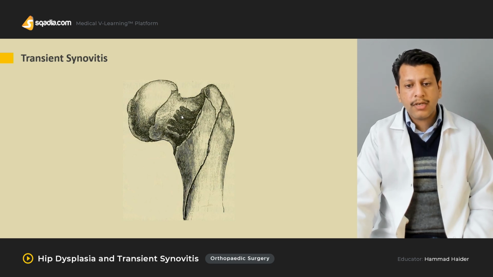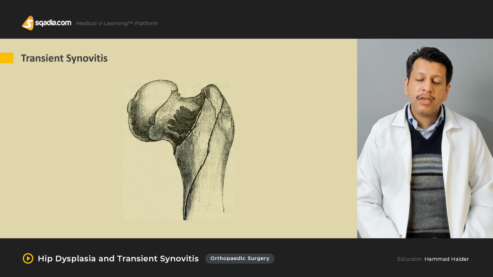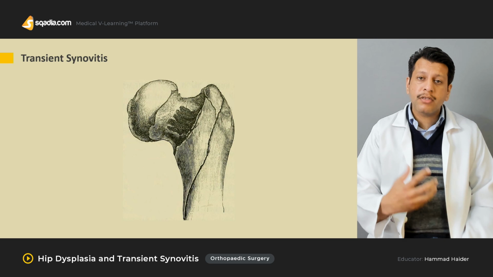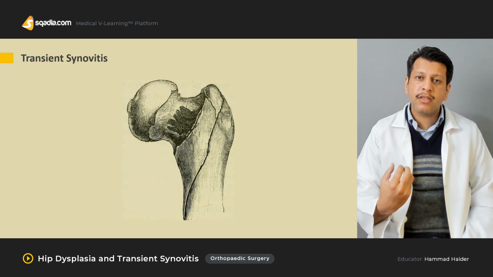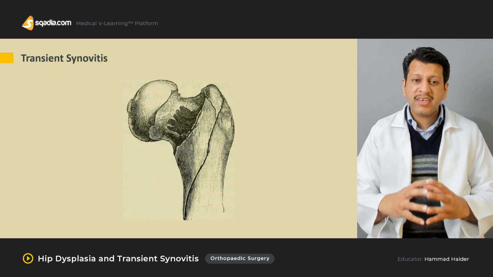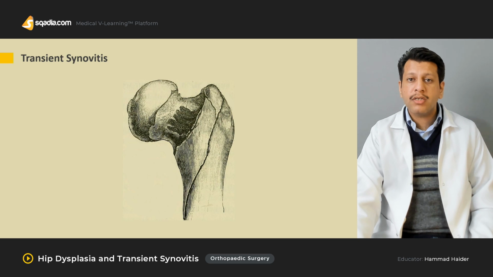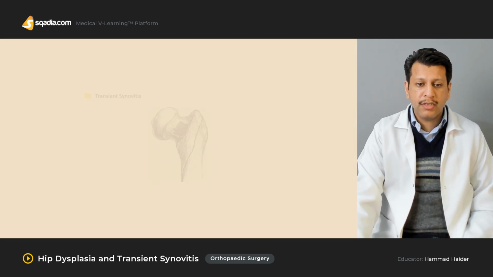Inside the capsule you have the synovial membrane. The synovial membrane may hypertrophy and secrete a lot of synovial fluid, leading to a transient synovial effusion. This is called transient synovitis of the hip joint.